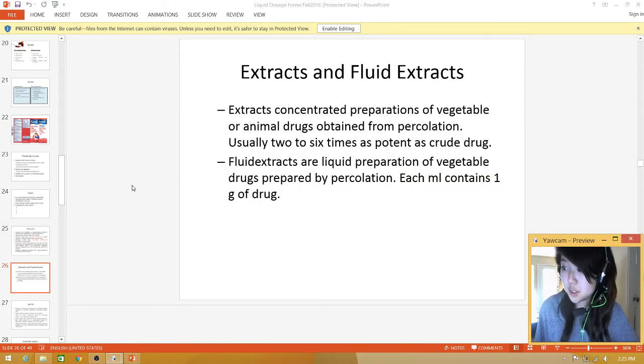Extracts are concentrated preparations of vegetable or animal drugs obtained by percolation. They are made in the same way that tinctures are made, except instead of using alcohol, we're going to be using water instead. So we're going to take a tube with a filter and a crude vegetable or animal extract, and then instead of passing alcohol through it, we're going to pass water through this tube, and then the solution that comes out of the filter will be the fluid extract.